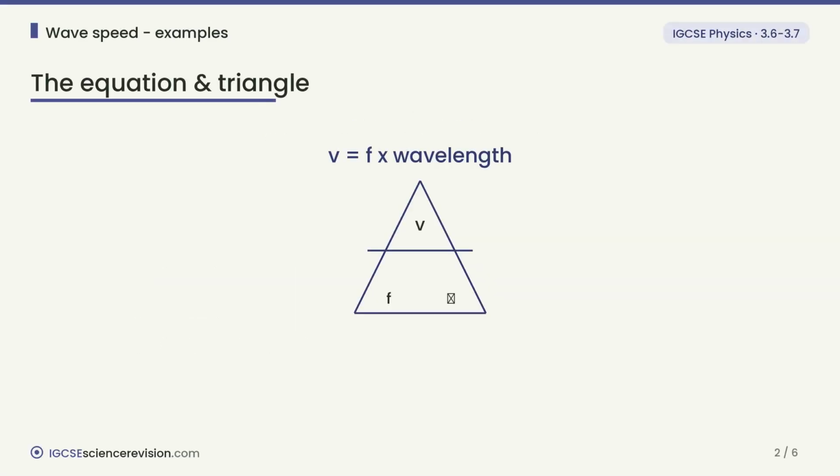Here's the equation. Wave speed v equals frequency, f, times wavelength. It fits a triangle with v on top, f, and the wavelength underneath. Cover the one you want. Cover v and you get f times wavelength. Cover f and you get v divided by wavelength. Cover the wavelength and you get v divided by f.